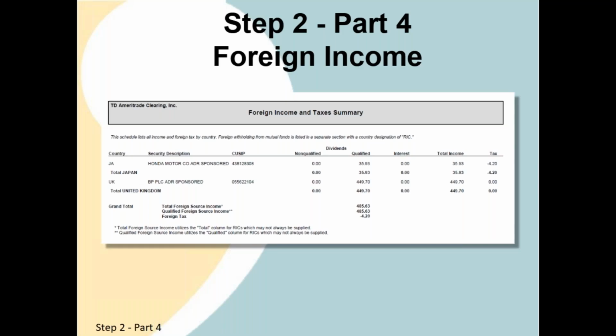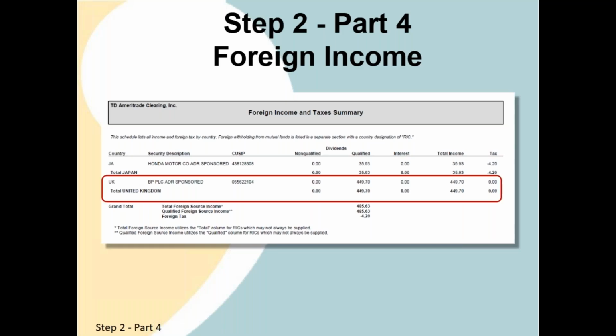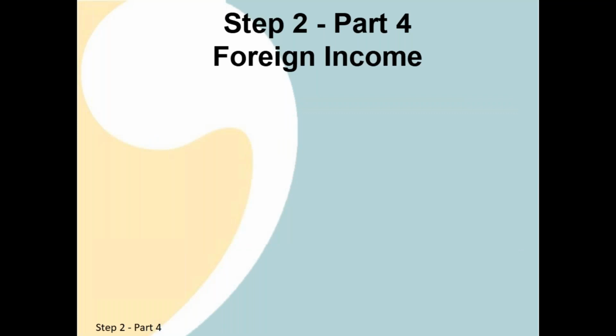But you may have stocks or ETFs that pay foreign income that don't have foreign tax withheld. You may find a page similar to this in your 1099 that lists income from foreign companies. For example, this club received income from BP, which is a company incorporated in the United Kingdom. You need to know the country of incorporation for all of your investments. It may or may not be on your 1099s.